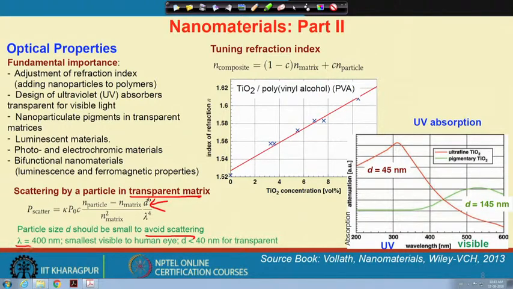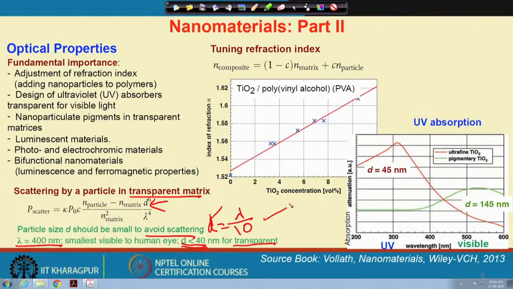So, let us say the smallest wavelength that our visible light actually has for the human eye is like 400 nanometer, which is in the range of blue color, and if we add less than 40 nanometer size nanoparticle, then we can make a transparent material. So, here the thumb rule is lambda by 10. So, d should be somewhat close to lambda by 10, or the largest diameter of the particle should be lambda by 10. So, that is possible.